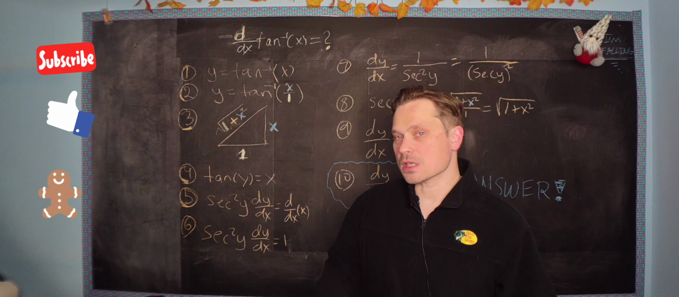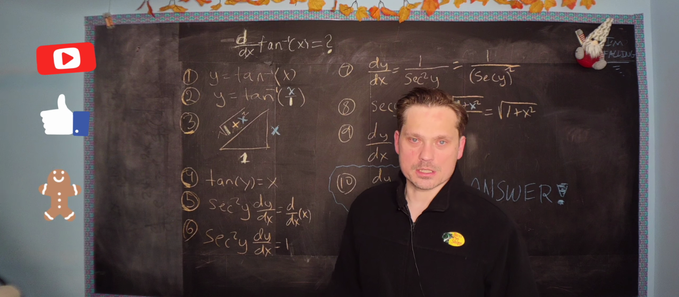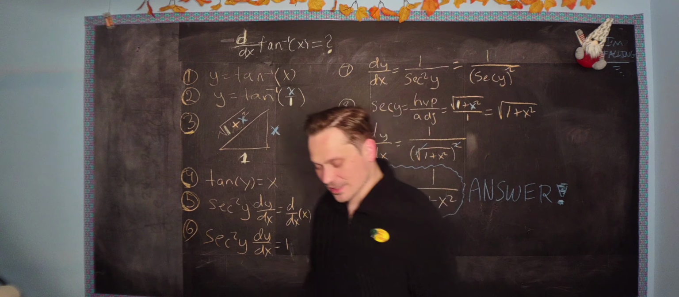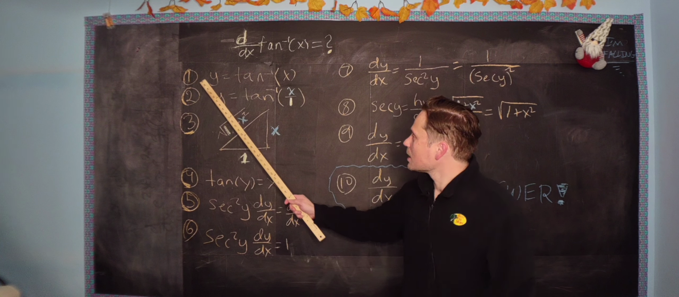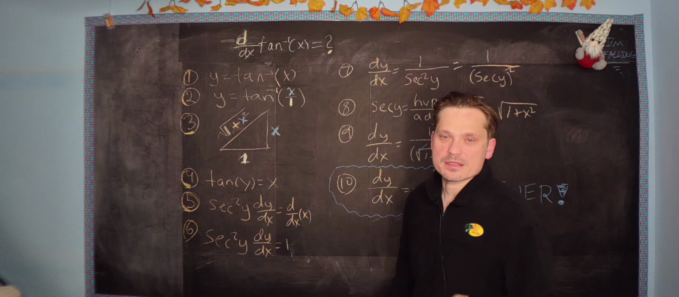In this one we're going to take a look at the mystery of finding the derivative of the tangent inverse of x function. And the mystery is all these crazy steps here. Anyway, let's get going. So we're going to begin with step number 1, y equals tangent inverse of x.